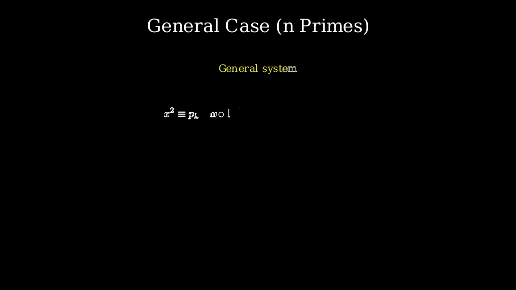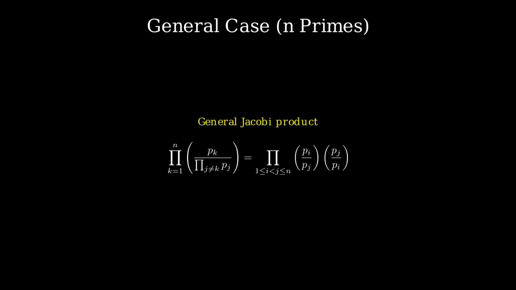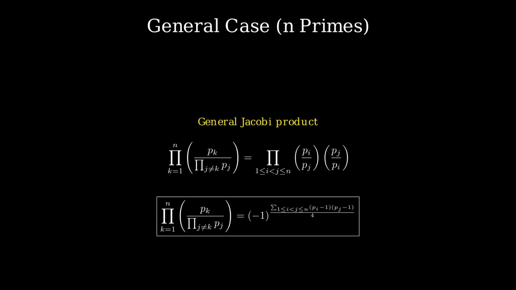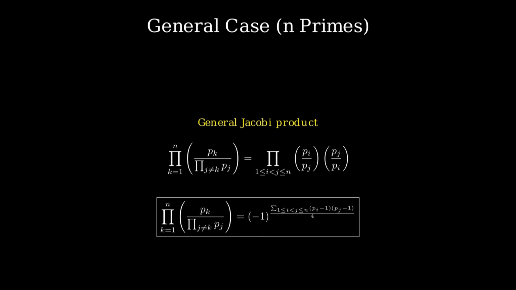For n odd primes, we construct a system where x squared is congruent to each prime modulo the product of all the others. The Jacobi product becomes a multiplication over every pair of distinct primes, and the final result is elegant. -1 raised to the sum of (pi minus 1) times (pj minus 1) taken over all i less than j, divided by 4. A general reciprocity law for any number of odd primes, unified and powerful.